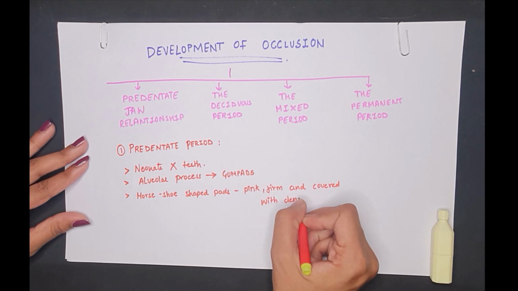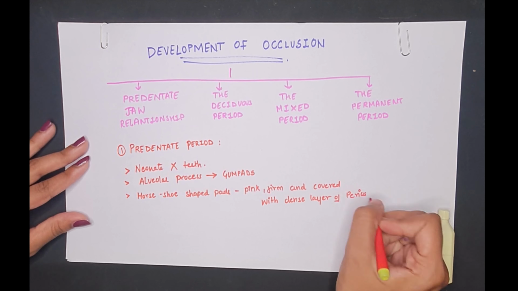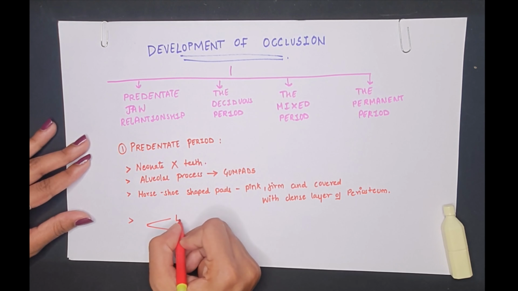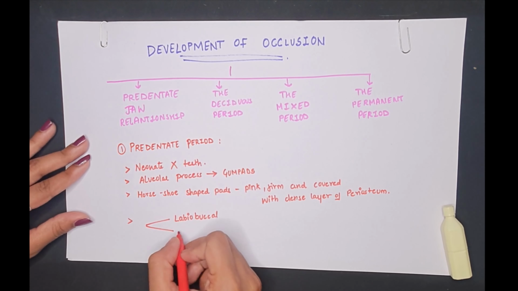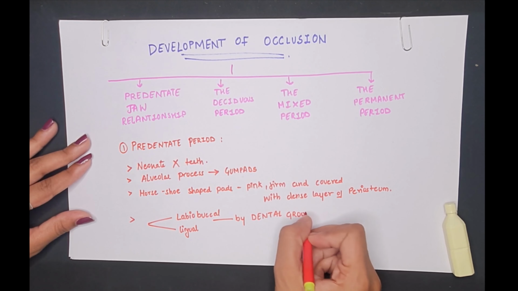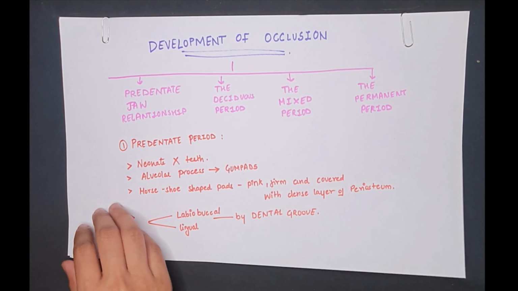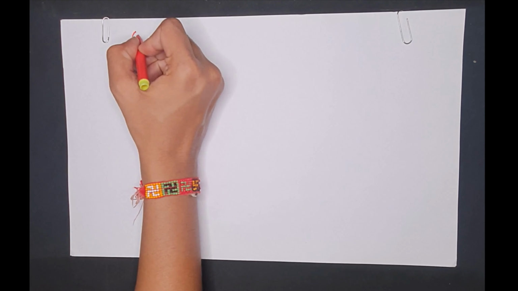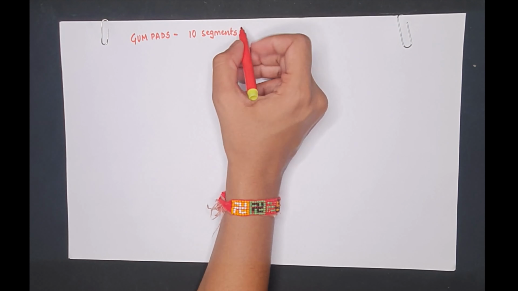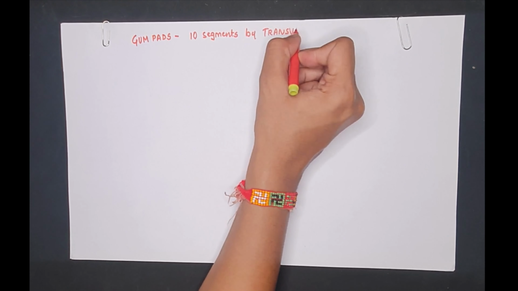They are divided into two parts: labiobuccal and lingual, by the dental groove. The gum pad is further divided into 10 segments by transverse grooves. Each segment has one developing tooth sac. The relation of these transverse grooves is important in determining the permanent tooth relationship, which we will discuss later on.